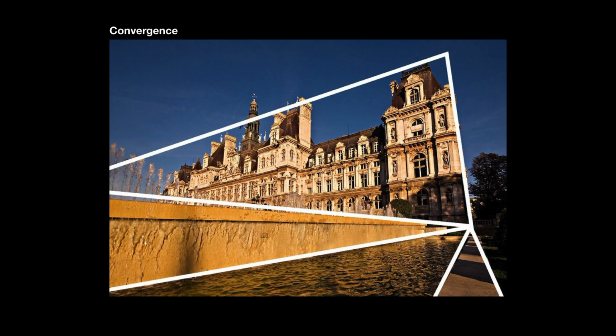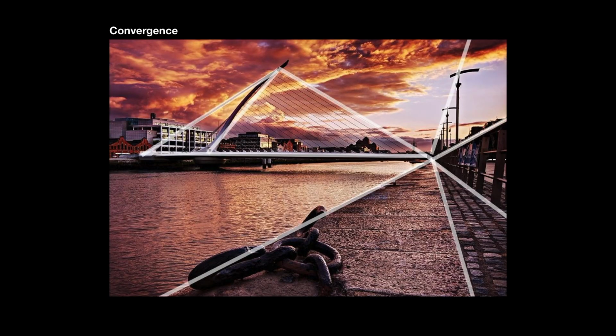Here are some architectural images that show convergence of these perspective lines to create focal areas. Here's another one. We have all these converging lines in a one-point perspective photograph. The chain in the foreground could be considered a focal area too, and that's another technique when we talk about foreground, middle ground, and background.